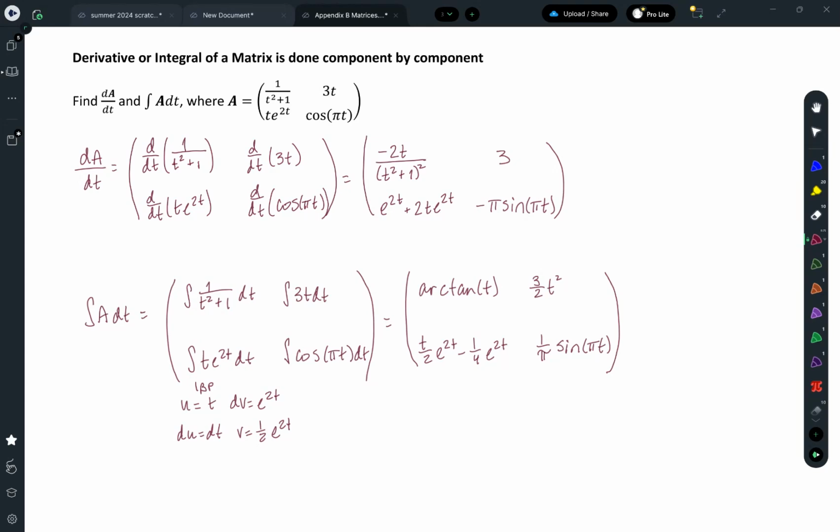Mostly it's just annoying because if you're told to take a derivative, it's not just one, it's 4 derivatives here. And if it was a bigger matrix, then it'd be even more derivatives. And same with the integrals.